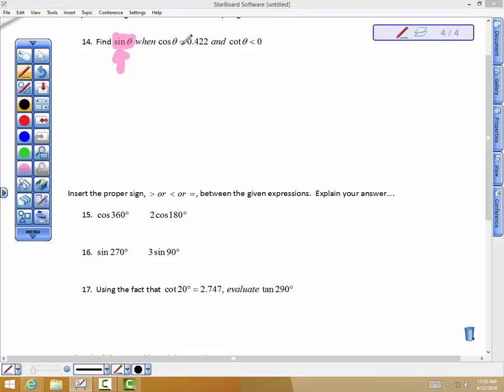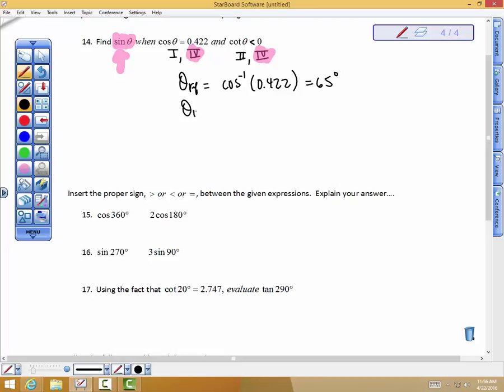So let's go over here. Cosine of an angle is positive in 1 and 4. Cotangent of an angle is negative. Well, that's like tangent. Tangent is negative in 2 and 4. So I want to find a fourth quadrant angle. All right, good enough. So to do that, my reference angle would be found by going second cosine of 0.422. The size of that angle is a 65-degree angle. So the fourth quadrant angle that I would find is 360 minus the 65 degrees. So that's 295 degrees.